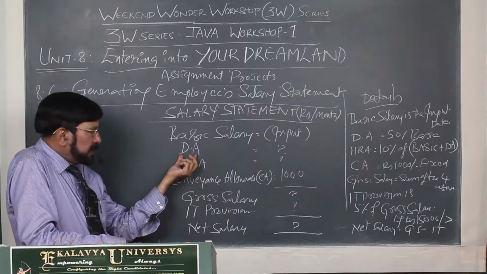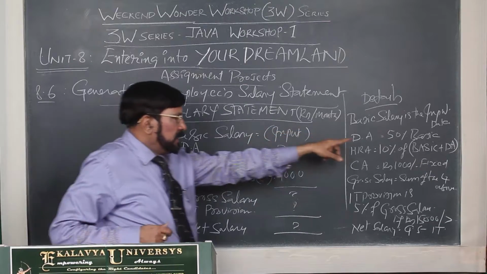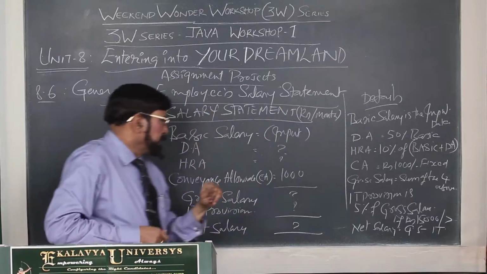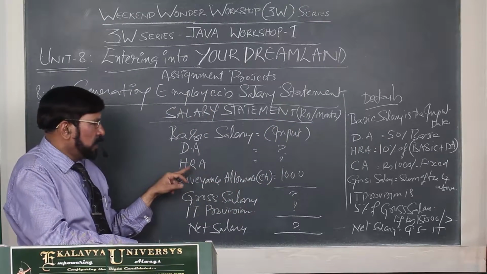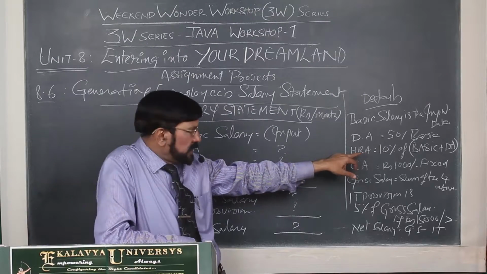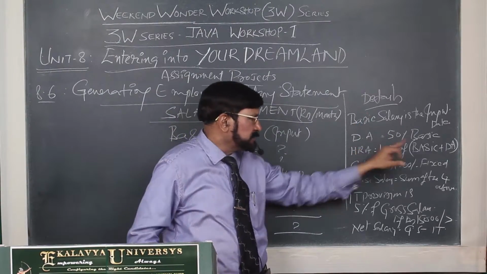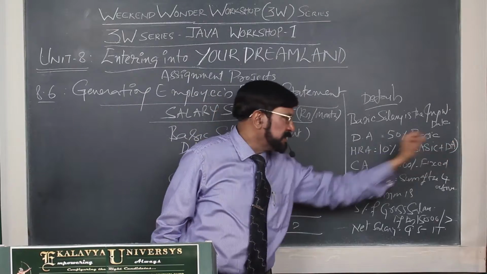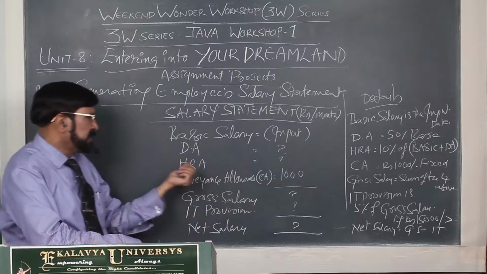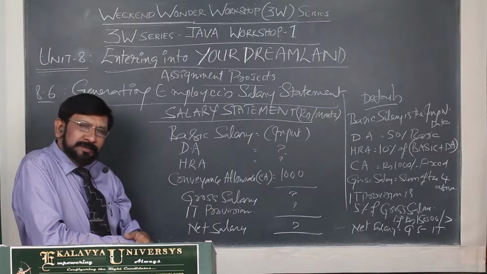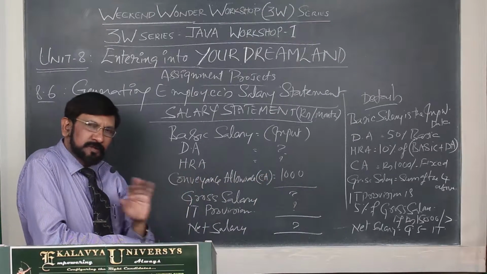DA, dearness allowance, 50% of the basic. Thereafter, HRA, house rent allowance. House rent allowance is 10% of the basic plus DA, the sum of basic and DA, that is the HRA. Thereafter, conveyance allowance, CA. This is 1000 rupees fixed for all the employees.